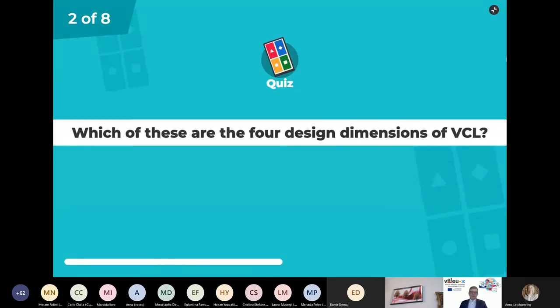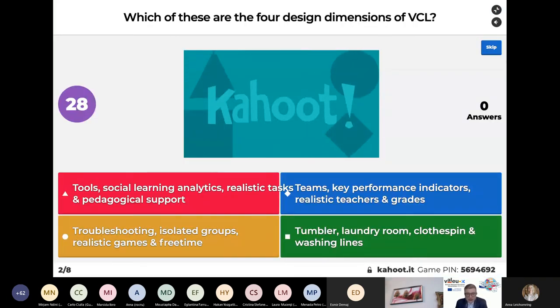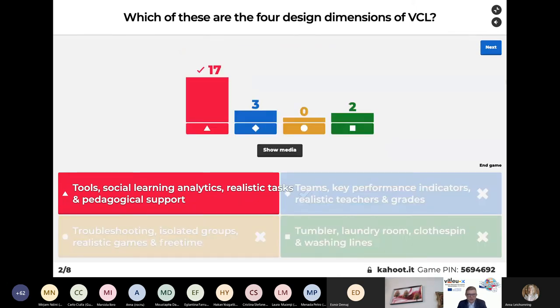So, let's see. Second question. We heard in the end of the afternoon session or at the first sessions, what are the 4 design dimensions of VCL? Five seconds left, pick your answer. Seventeen people got it right. Oh, I thought it was tumbler, laundry room, clothespine and washing line. So I'm wrong. I get no points and all the other 17 people get the points. Next, please.